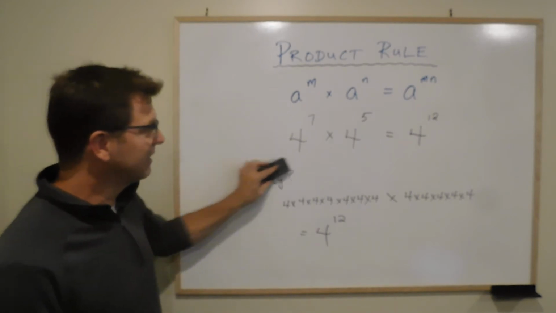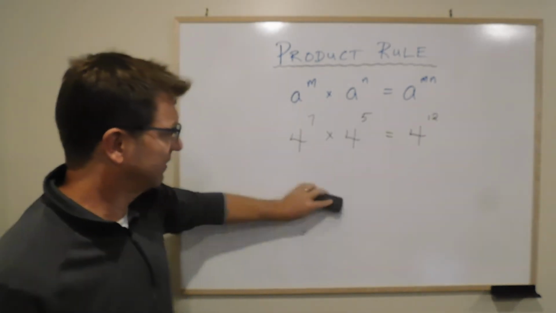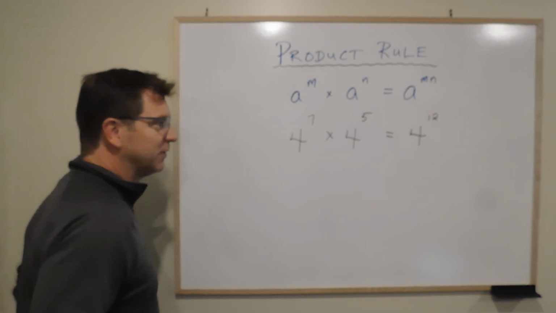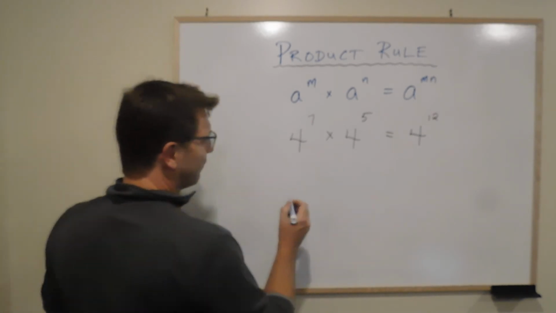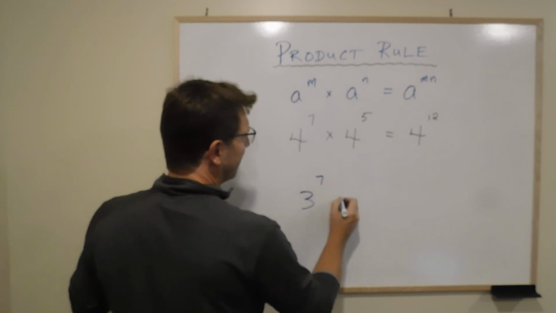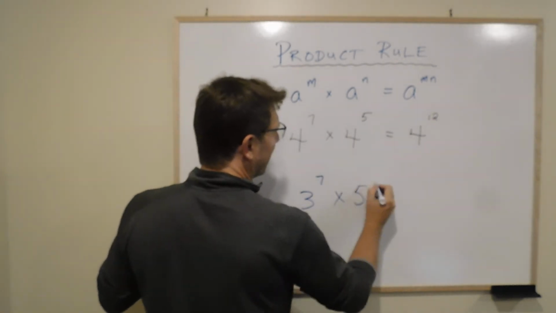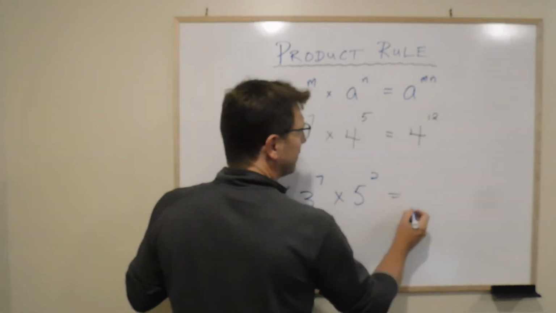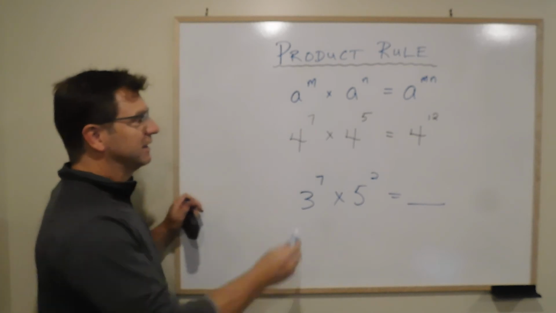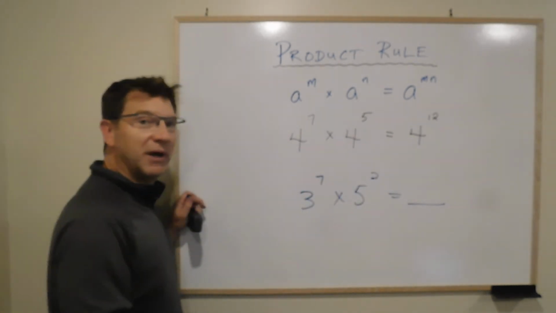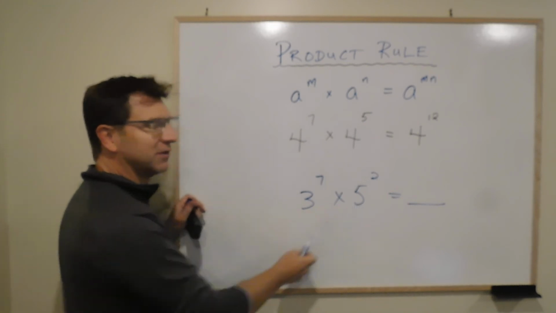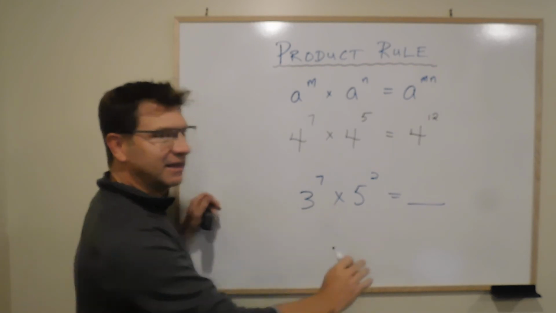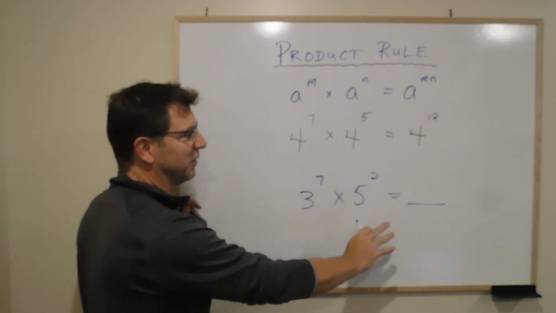Now the key is it doesn't work with different bases. So if I have different bases, like say I have 3 to the 7 times 5 to the 2, that won't work, okay? Because what do I put here as a base? See, these were both 4, so 4 was the base. If one is 3 and one is 5, they're not the same. I don't have a base. Don't ever multiply it as 15. It just doesn't work, okay?